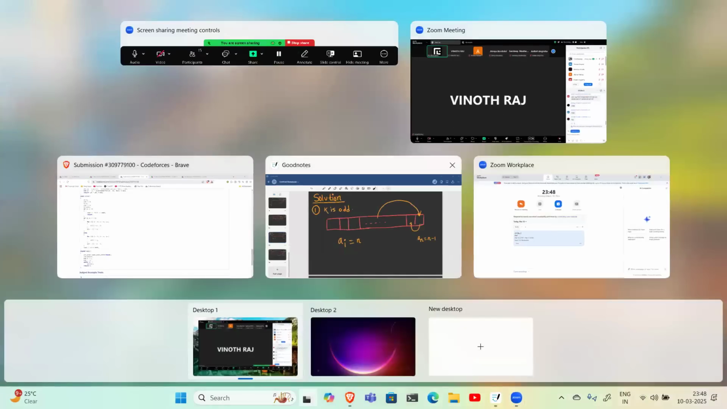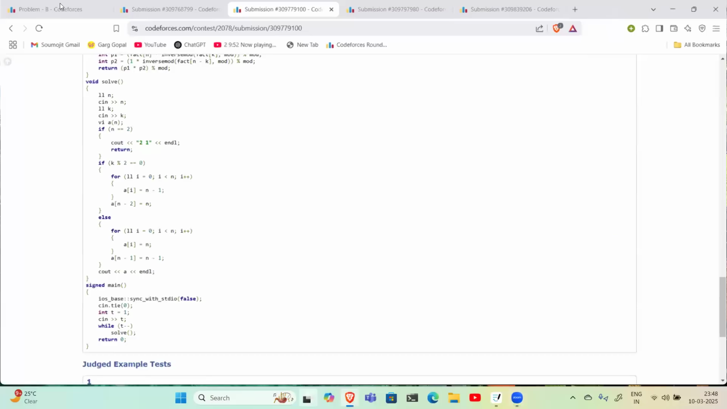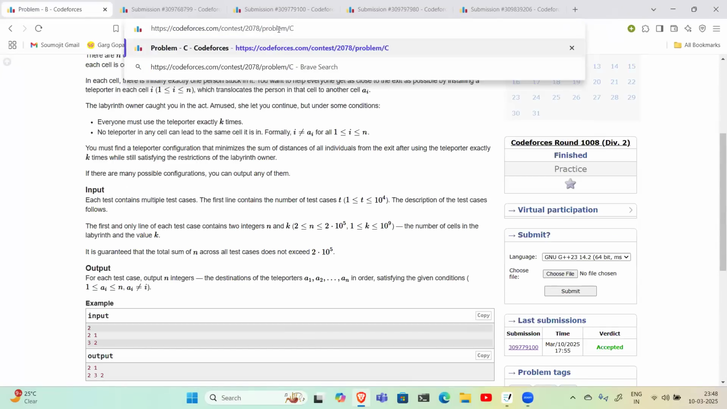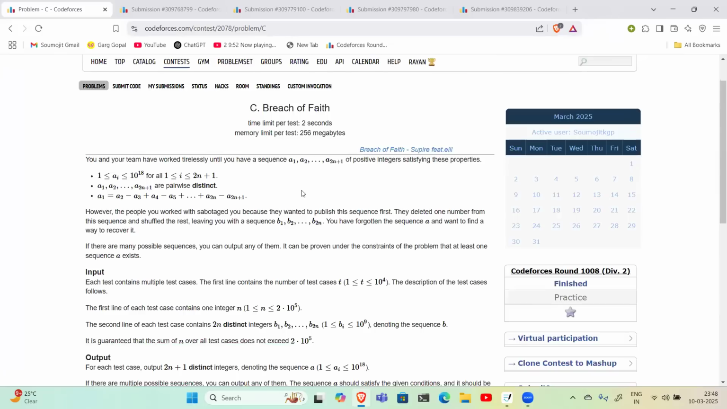Okay, great. So let's start with the third problem of the contest. This is the third question of the contest. The question's name is Breach of Faith. It says that you and your team have worked tirelessly until you have a sequence a_1 to a_{2n+1} of positive integers satisfying these properties. Every a_i lies between 1 and 10 to the power 18.